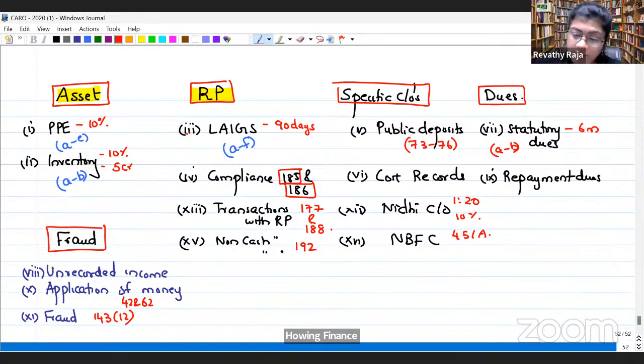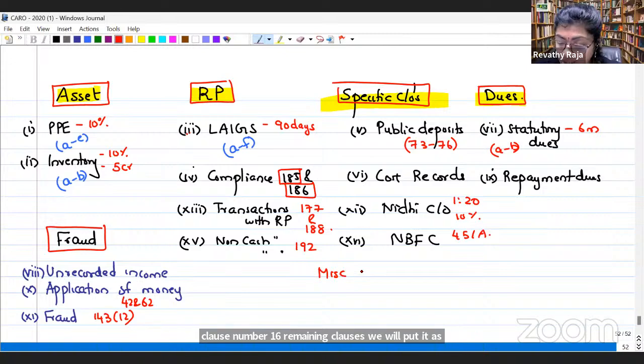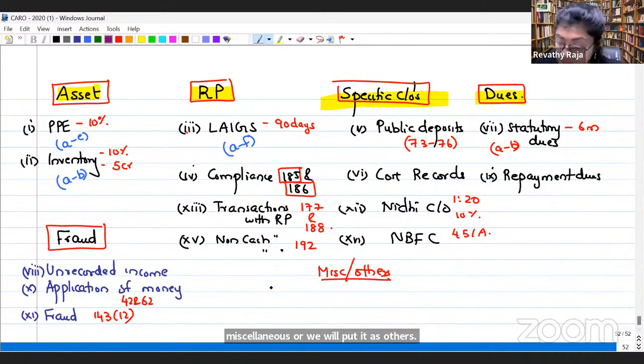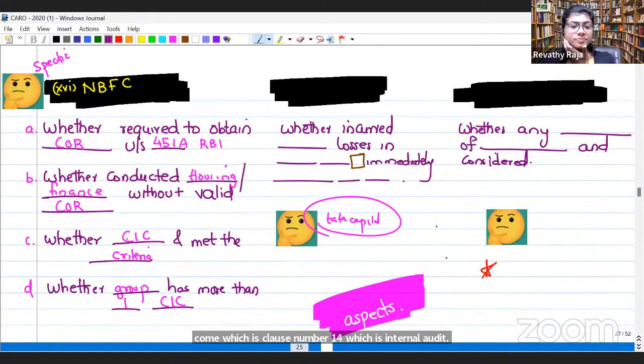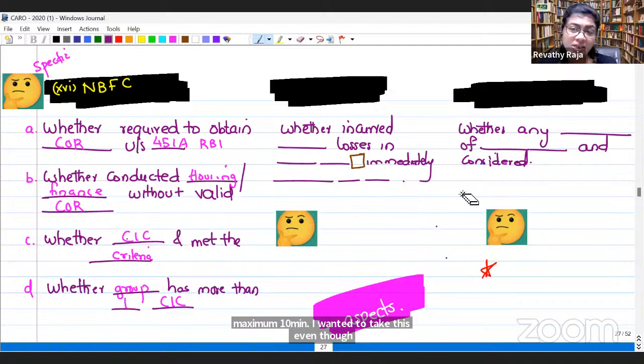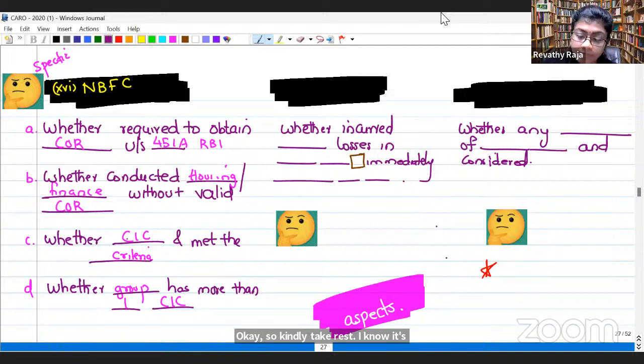Now let me say one thing. We have reached till clause number 16. The remaining clauses we will put as miscellaneous or others. Is that okay for you? One clause has already come, which is clause number 14, internal audit. For completing the remaining, I'll take a maximum of 10 minutes. Even though I said I wanted to take CARO revision in detail, that's why it took so much time. So kindly take rest. I know it's been more than 2 hours 15 minutes, but I'm really sorry. Can we continue if you are okay? Only 5 clauses, all very small.